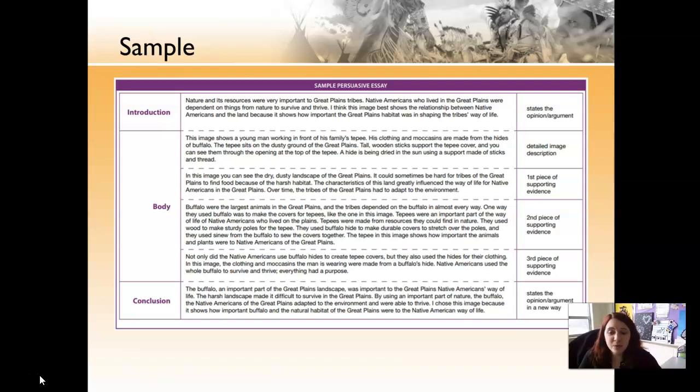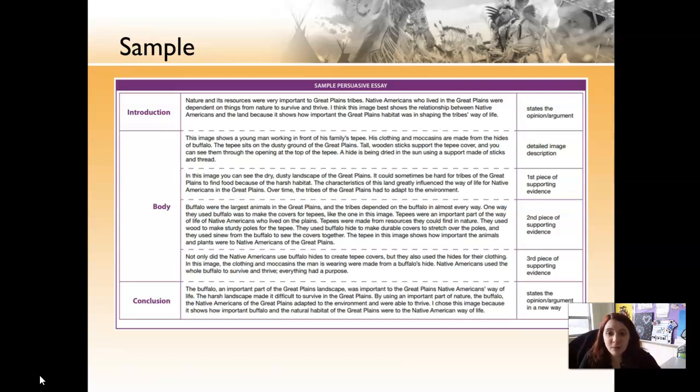Nature and its resources were very important to the Great Plains tribes. Native Americans who lived in the Great Plains were dependent on things from nature to survive and thrive. I think this image best shows the relationship between Native Americans and the land because it shows how important the Great Plains habitat was in shaping the tribe's way of life.